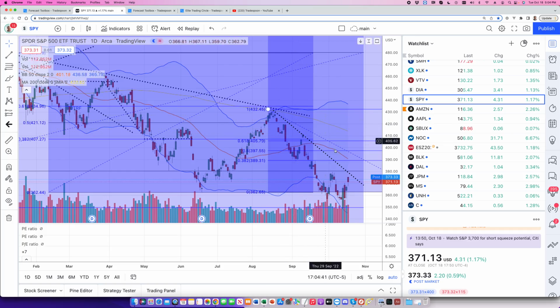So I plotted the downtrend. We're still facing the downtrend and 380 overhead resistance. So as long as the market is trading in the downtrend from the August high, there is a chance that the market can revisit and retest the 350.